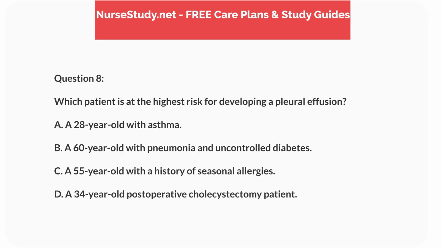Question 8. Which patient is at the highest risk for developing a pleural effusion? A. A 28-year-old with asthma. B. A 60-year-old with pneumonia and uncontrolled diabetes. C. A 55-year-old with a history of seasonal allergies. D. A 34-year-old postoperative cholecystectomy patient.